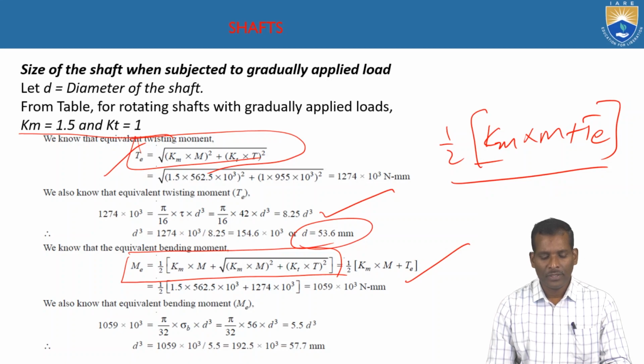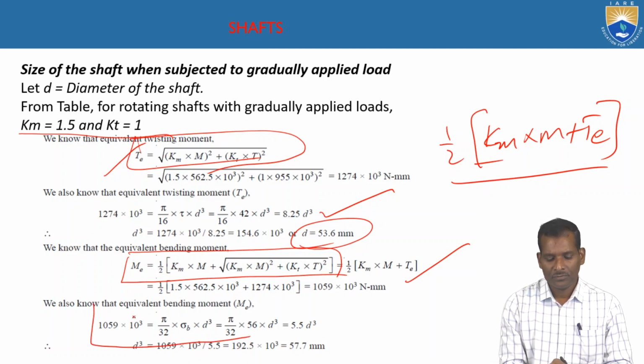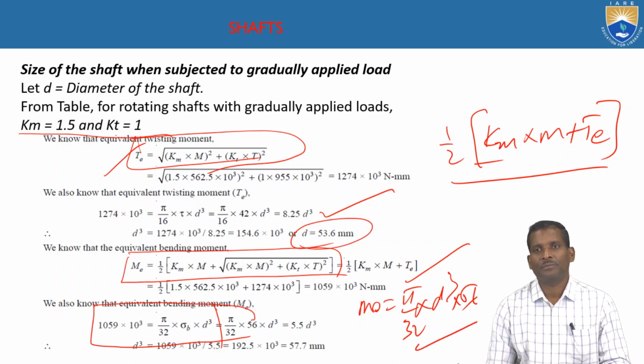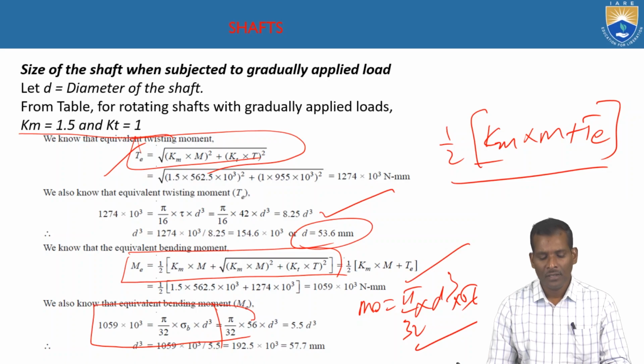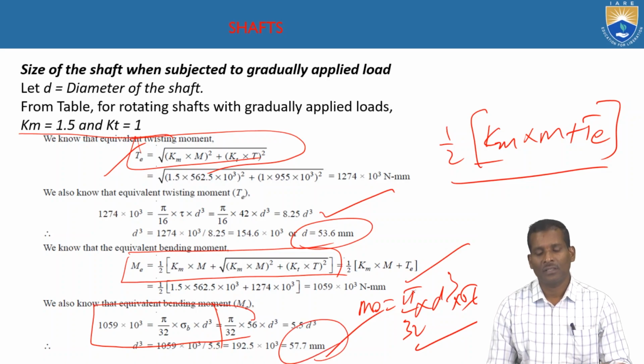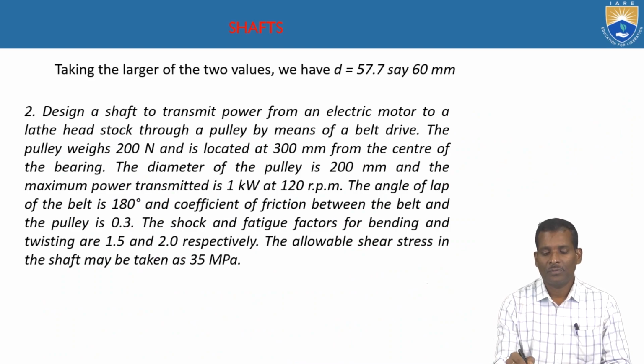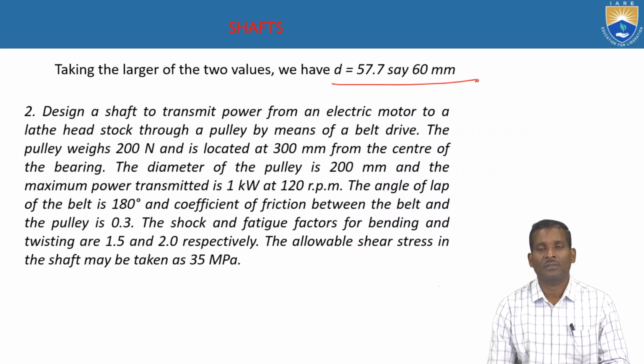Now that equivalent bending moment Me is equal to pi by 32 d cube into sigma b. So use this equation and calculate the diameter of the shaft. So here also two values you got. One is 53.6, another one is 57.7. Take the larger value. So taking the larger value of the two values, we have used 57.7, you can say 60 mm as per standard diameters of the shaft.